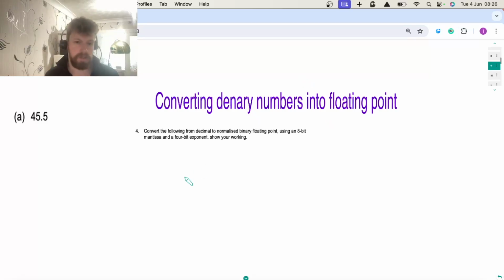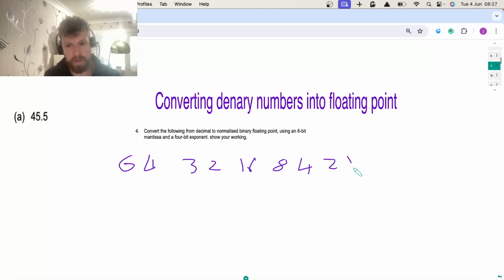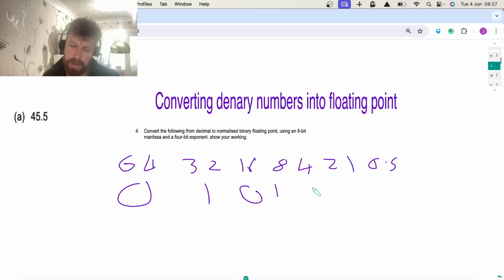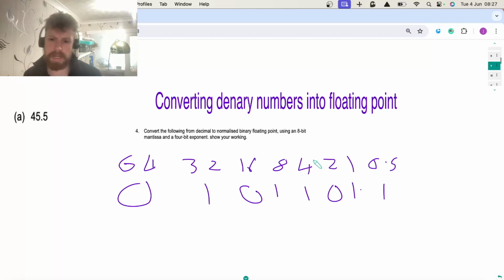So first things first, what you need to do is convert it into a normal 8-bit number. Now we have got a decimal number in here, so I'm going to put 64 here, and then I'm going to do 32, 16, 8, 4, 2, 1, and then 0.5. Okay, and then I just convert 45 like so. So I'm going to go 0, 1. I've got 13 to make up there, so that's going to be 0, 1, and then 1, 0, 1. So that's 45, and then the 0.5 is just there. Decimal point is here. So that's the first stage, just convert it into fixed point binary.